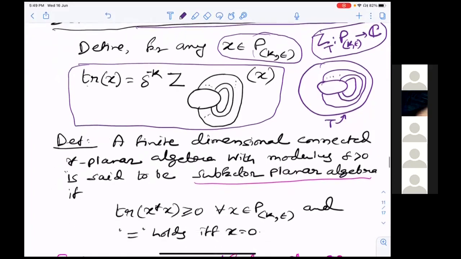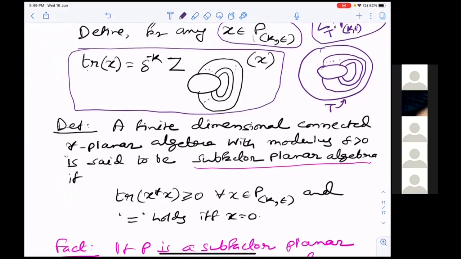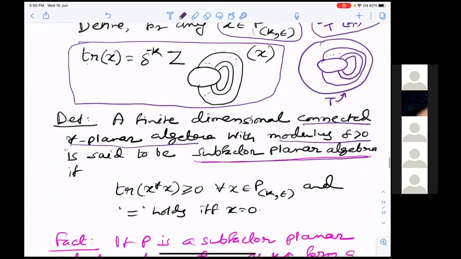Now we are ready for the definition of a subfactor planar algebra. A finite dimensional connected star planar algebra with modulus delta is said to be a subfactor planar algebra if this trace is positive. Pictorially, you have defined a trace, and the trace of x star x is greater than or equal to 0, and equal to 0 only if x is 0. Modulus delta means any floating loops, whether white loop or black loop, we can remove by the factor delta, and with a trace.